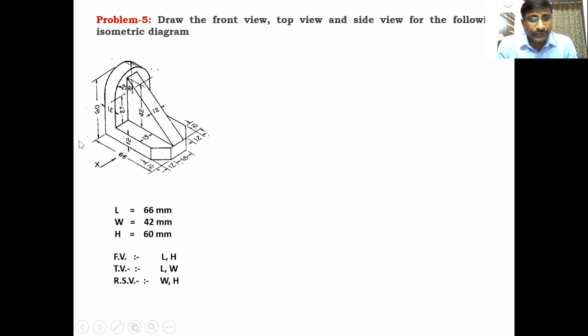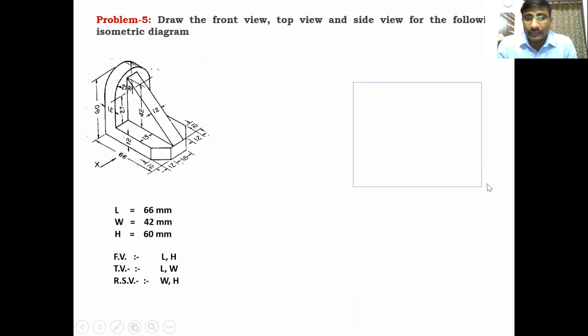When we observe the front view, the 66 dimension is visible and the 60 dimension is visible. The width is not visible in the front view. And when we observe the top view, the length is visible, the width is visible, but the height is not visible from the top side. And from the side view, the width is visible and the height is visible. The length of the diagram is not visible from the side view. Clear? With these dimensions, construct the boxes.